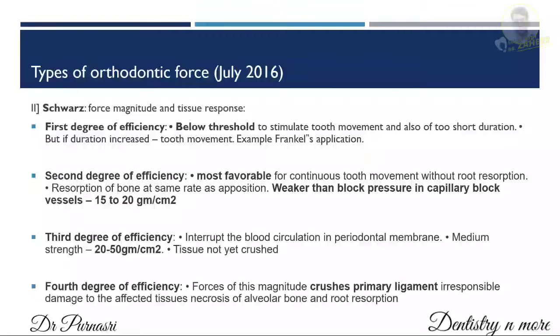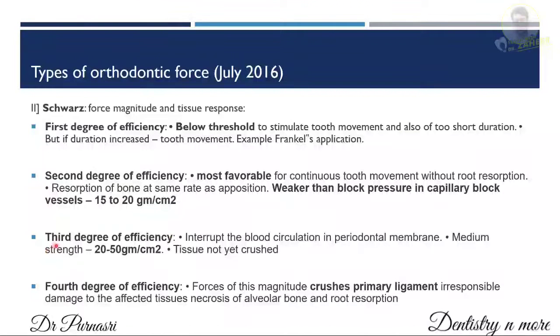Then according to Schwartz, he has divided into 4 degrees: first, second, third and fourth degree. So the first degree of efficiency, he says the force is below the threshold to stimulate tooth movement, and it is also of short duration. Example is the Frankel's appliance. Then second degree of force is the most favorable for continuous tooth movement without root resorption. This force is less than the force required to block the capillary vessels. This is around 15 to 20 grams per centimeter square.